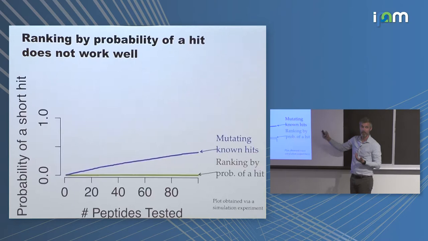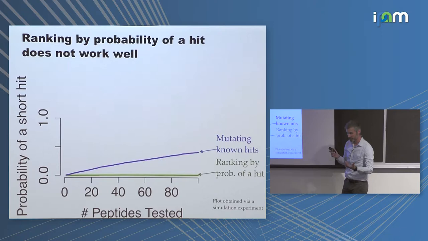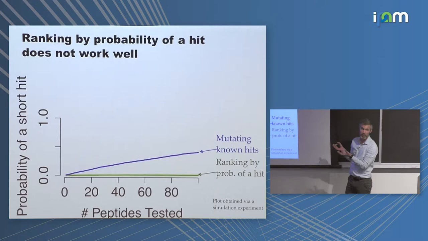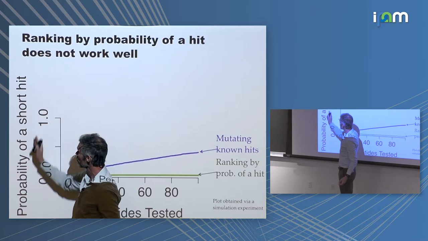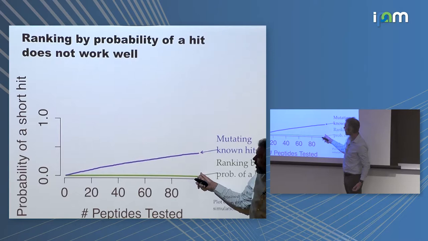In simulation, what we did was my grad student Jaule trained the statistical model, okay? Then simulated these theta hit, theta miss matrices from the posterior distribution, held that out, and then simulated what performance of different methods would be if nature were actually described by that theta hit and theta miss matrix. So if you rank peptides by probability of a hit and calculate the probability of finding a short hit in the recommended set as a function of the size of the set, you see that it's not zero, but it's pretty small. Okay? And it doesn't really grow as the number of peptides tested increases.